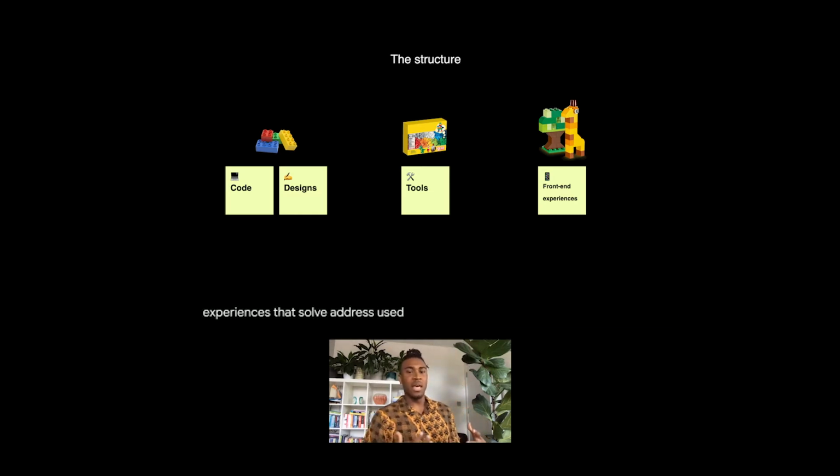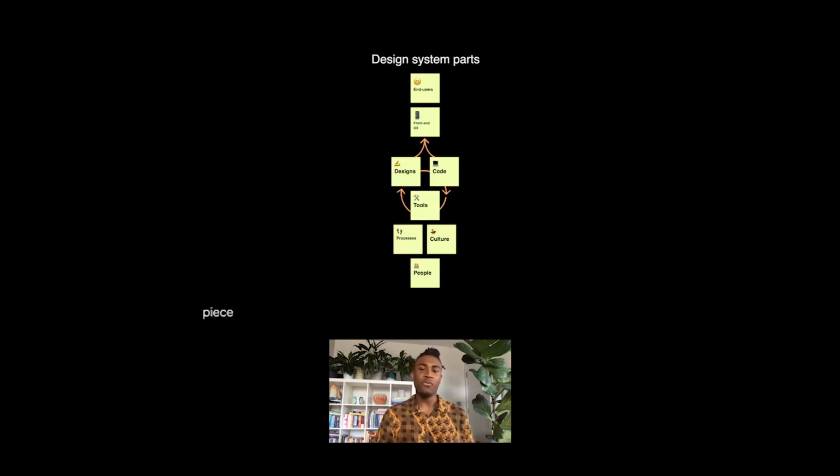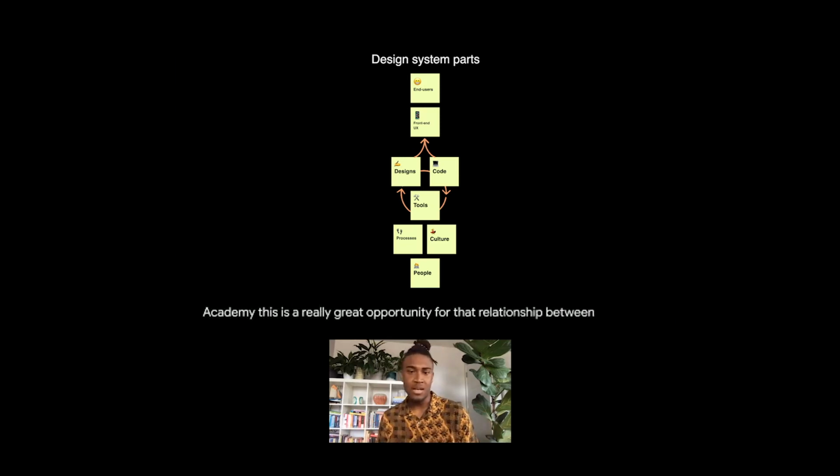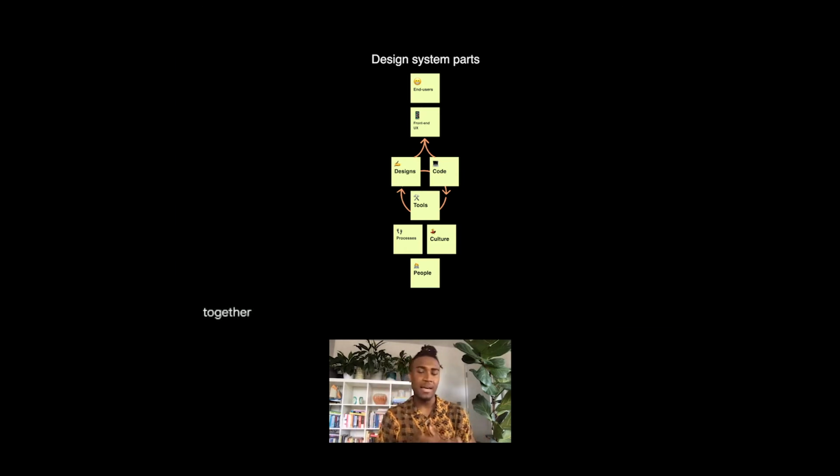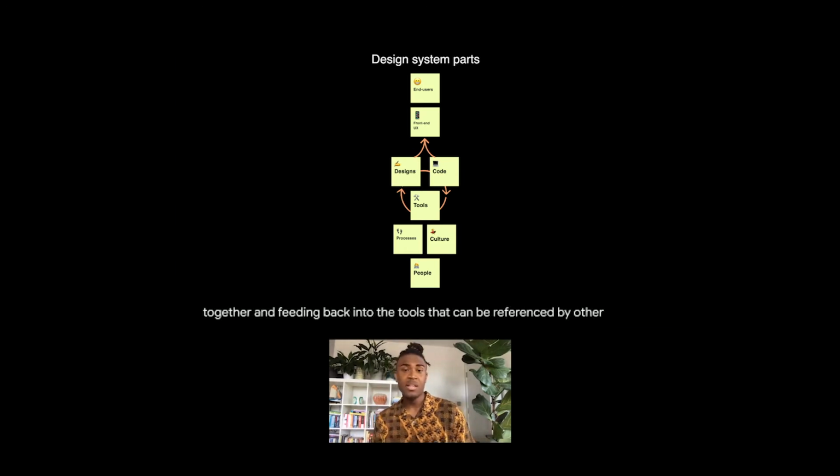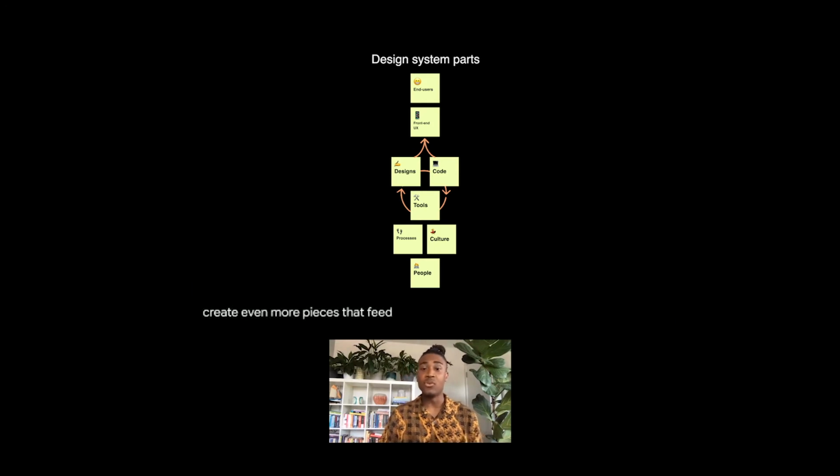And if we put all of those together, a design component, a design piece will feed into what gets built on the coding side, and the coding side would feed back into what ends up happening on the design side. And as we've seen with some of the talks today and with Dylan's intro, there's a really great opportunity for that relationship between design and engineering and other parts of the business. But those end up working together and feeding back into the tools that can be referenced by others to create even more pieces that feed into even better front-end user experiences that an end user can experience.